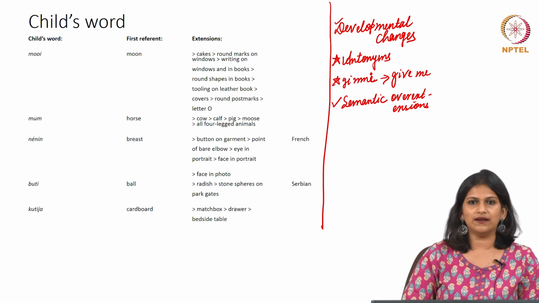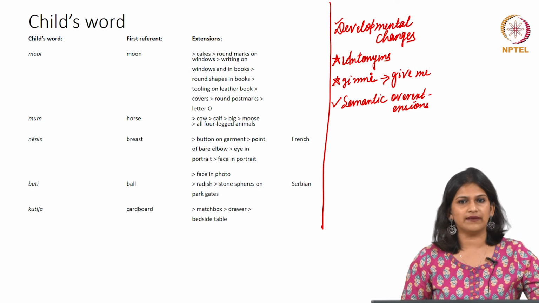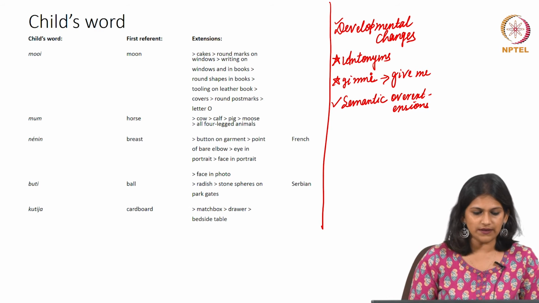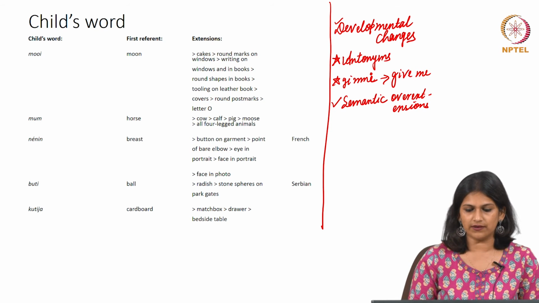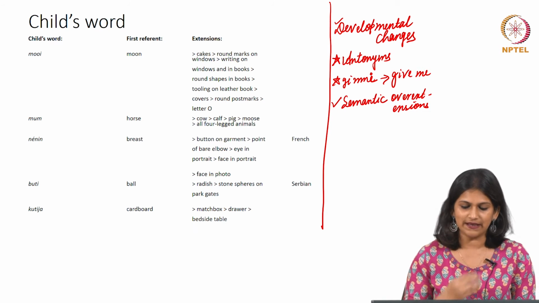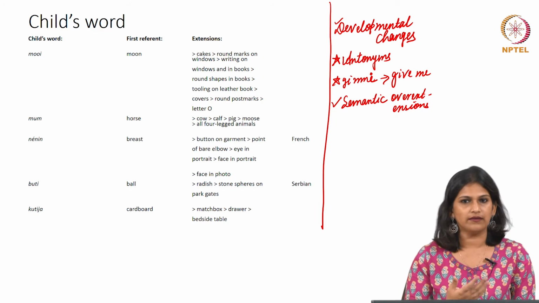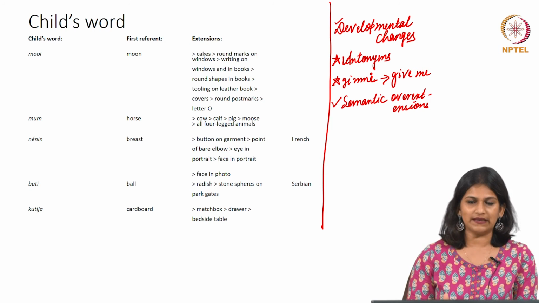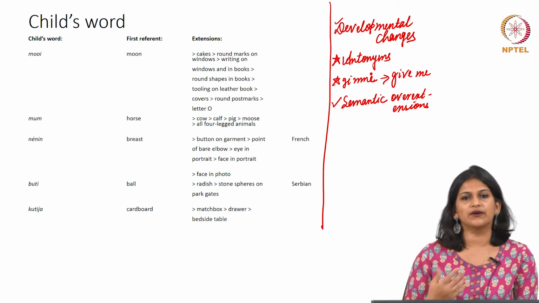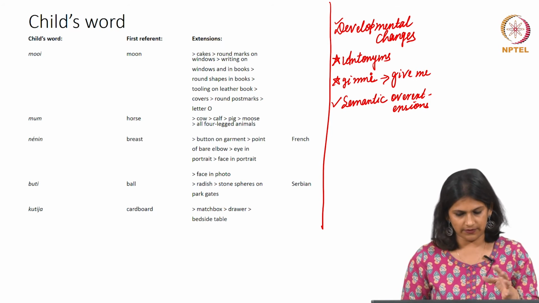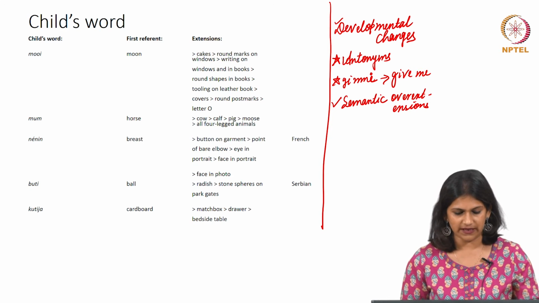The other example, and this is data that has come from Clark 2003, is horse. A child is going to say mum for horse, and the semantic boundary of horse can be extended to a cow, a calf, a pig, or a moose, or any kind of four-legged animal for that matter, all of which are going to be considered as horse. So that is also a kind of overextension, especially for an English speaking child.